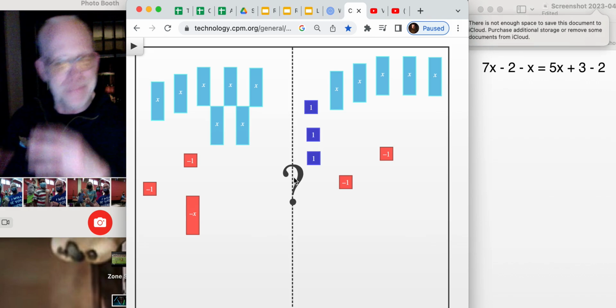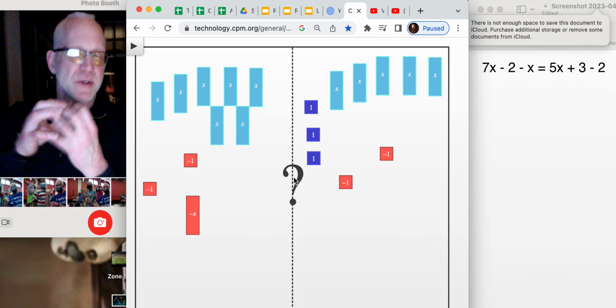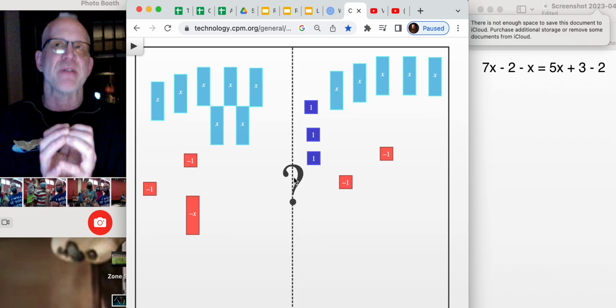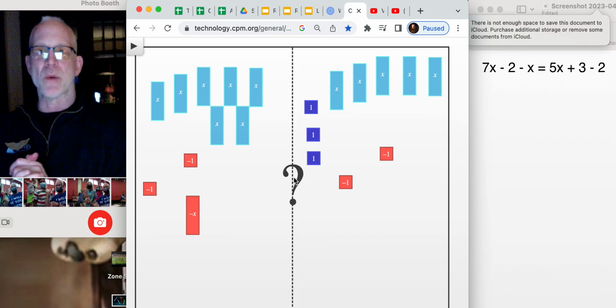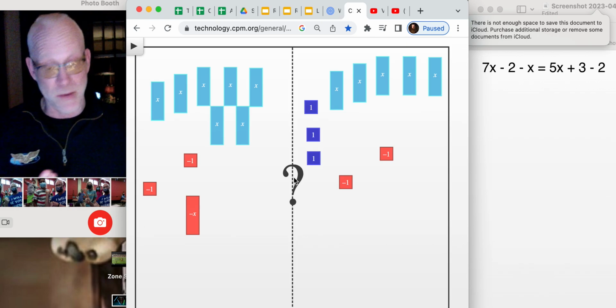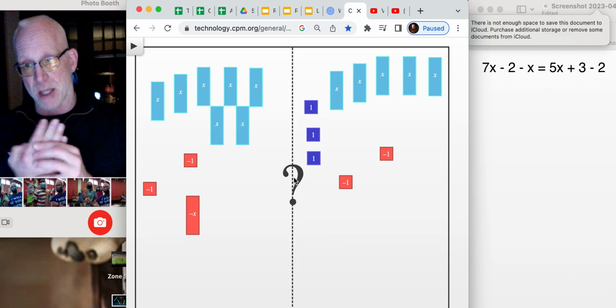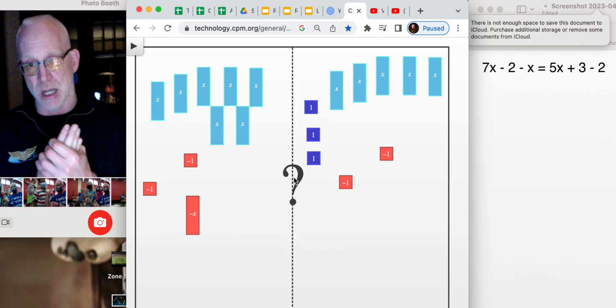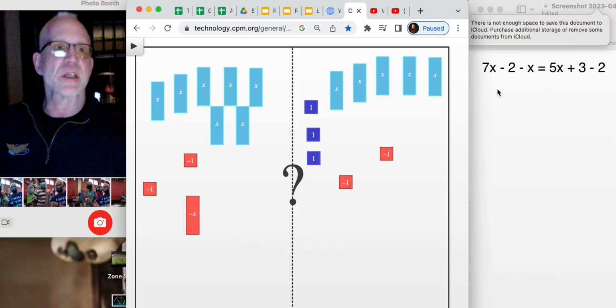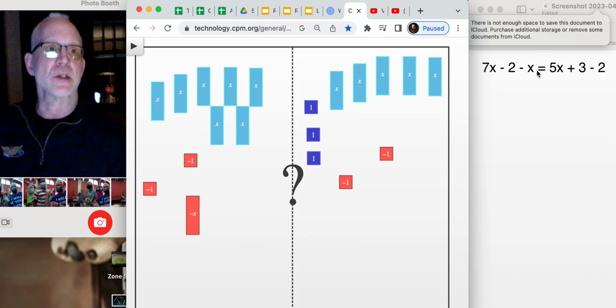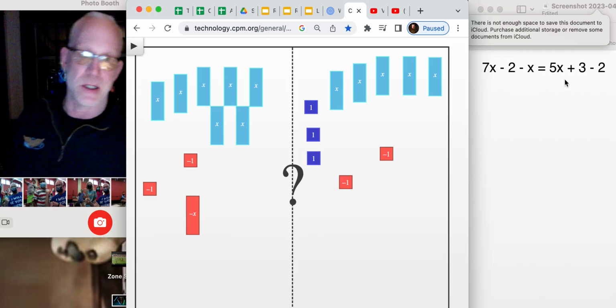We just want to kind of know, do the kids have enough information? Do they have enough background to get started in the investigation? Okay. So what we want to know before we get into Uber versus Lyft is, do they understand the 4 basic legal moves for tiles? Okay. So we started with this equation, 7x minus 2 minus x equals 5x plus 3 minus 2.